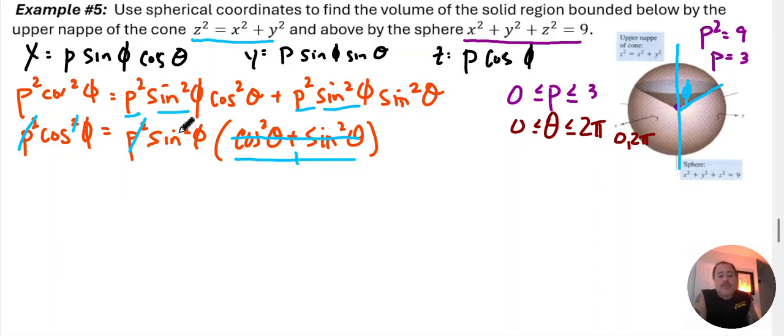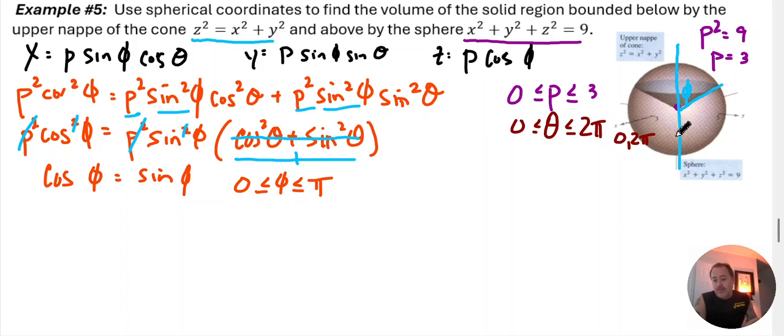And we have a cosine squared and a sine squared. So we can take the square root of both sides, and we get that cosine of phi is equal to sine of phi. And we have to also remember that phi can only be from 0 to pi. Again, it's the positive z-axis, right? The only angle that fits this criteria, where cosine and sine are equal to each other, is pi over 4. So that means that phi is going to be from 0 to pi over 4.